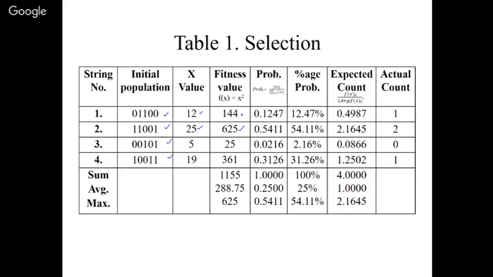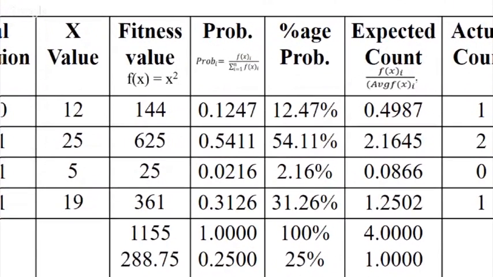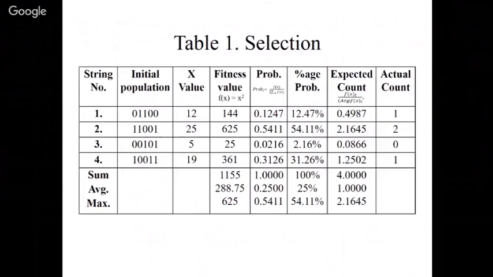So in that, what I have to do, probability is f of x, 144, divided by the summation of all the values. That is 144 divided by 1155. Okay, you can see here the formula. Once again, I'll just maximize this and show you. That is f of x divided by the summation of all these things. So when I do this, automatically you can see here 144 divided by 1155 is this value, 625 divided by 1155 is this value.